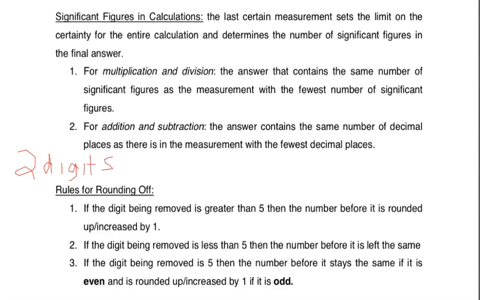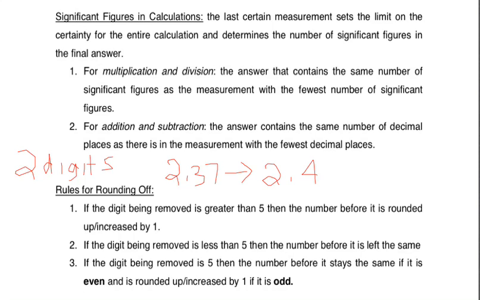So the first rule says that if the digit being removed is greater than 5, then the number before it is rounded up or increased by 1. So for this example, we'll take 2.37. We're trying to round this to 2 digits. We're trying to remove the number 7. 7 is greater than 5, therefore we will be rounding up, so 2.37 will be rounded to 2.4.